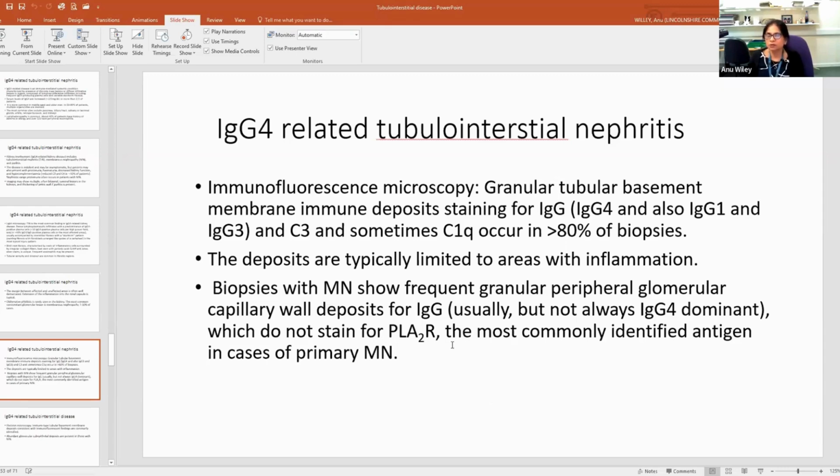If the patient has also got membranous nephropathy associated with IgG4-related disease, in those cases, obviously you will see changes in the glomeruli with thickening of the capillary loops, membranous staining with IgG, but not always IgG4, and they will not stain for PLA2R. PLA2R, obviously, we do for all membranous, because in de novo membranous the patients have got PLA2R antibodies. So this can be done serologically, and also on immunohistochemistry. In my department, we don't yet have PLA2R staining, so we do it serologically only.